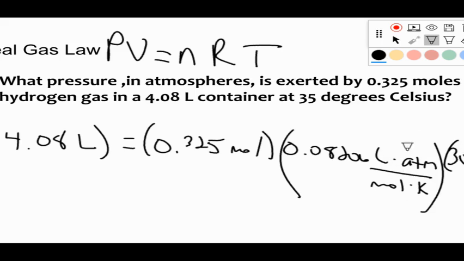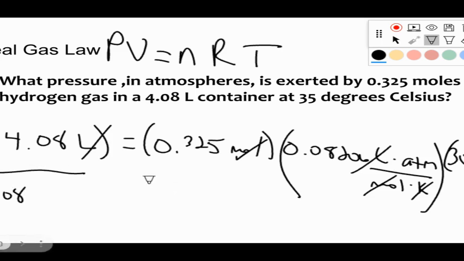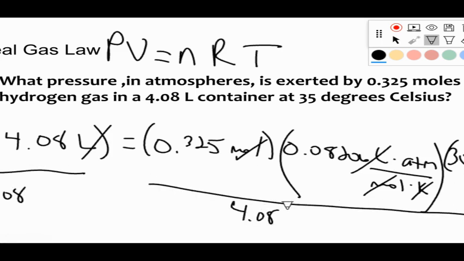This unit, even though it's annoying to write out, is great to help you figure out if you canceled everything right. If I go through and cancel all the units that I see twice, I should have just one unit left if I've set everything up right. And I do. Then we algebraically solve it. My variable is over here, so I'm going to multiply these numbers together and divide by the 4.08. Be careful when you plug these things into your calculator because your calculator works off of order of operations. If you plug it in the wrong order, it gives you the wrong answer.